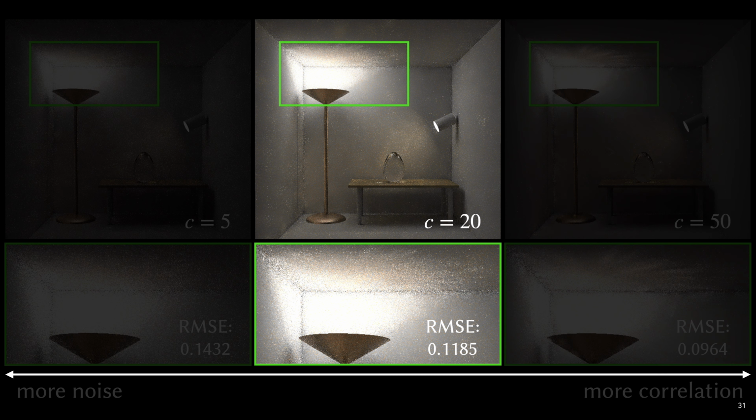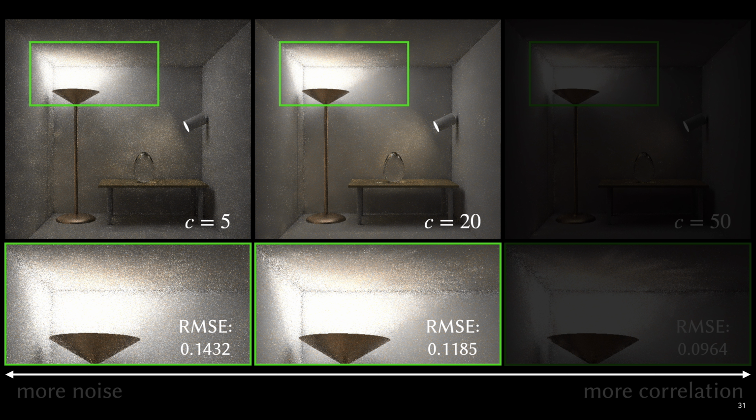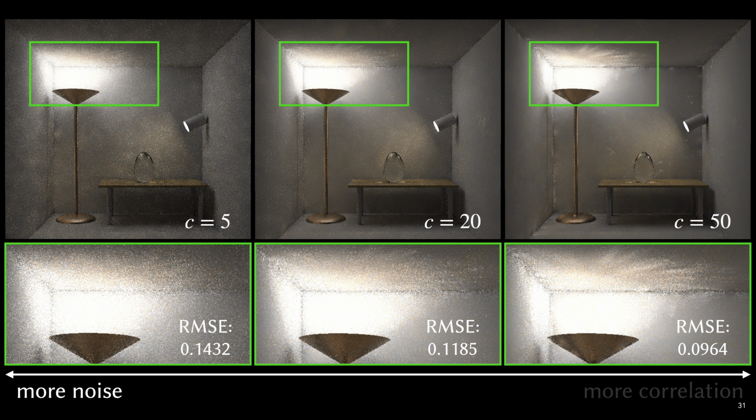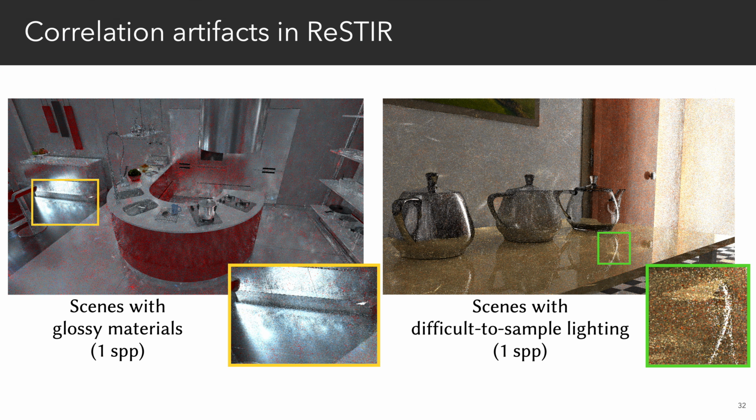In particular, setting C to a small value can cause important samples to be discarded quickly. This results in increased noise. Using a large C can end up overemphasizing the importance of samples that have survived over multiple frames, which increases correlation by causing samples to be repeatedly exchanged between several pixels. So altogether, in scenes with glossy materials and difficult to sample lighting, imperfect importance sampling and suboptimal parameters can lead to distracting artifacts, especially at low sample counts.